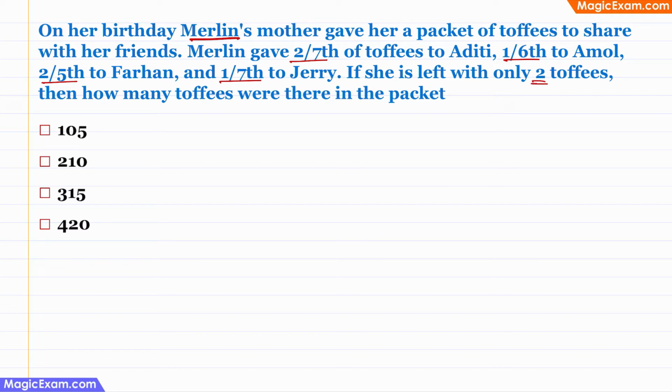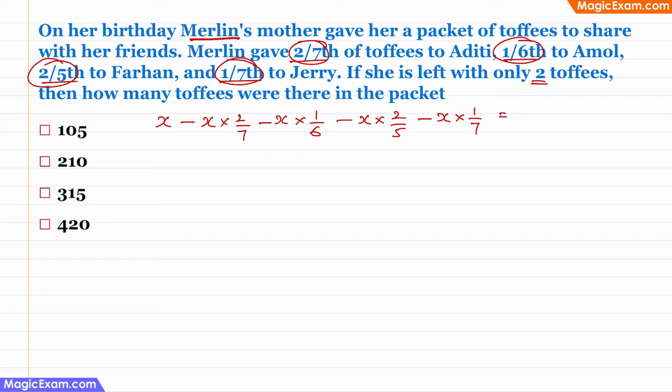So now let the original number of toffees in the packet be x. So how many did she give away? She gave away 2/7, so x into 2/7. She gave away 1/6, therefore x into 1/6. Then she gave away 2/5, so x into 2/5. Minus she gave away 1/7, so x into 1/7. And how many was she left with? She was left with 2 toffees.